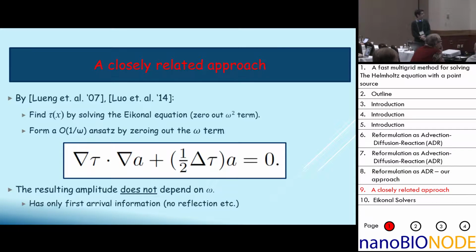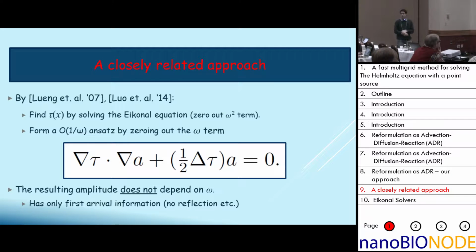There is a closely related approach in these papers. They find tau by solving the Eikonal equation. They zero out the omega squared term, and they form a 1 over omega ansatz by zeroing out the omega term as well. So they zero out the omega squared term and the omega term, and they get this equation for A. Now, this equation does not depend on omega. It doesn't have the Laplacian, for example. It's solely a convection reaction equation, and it can be solved quite easily.